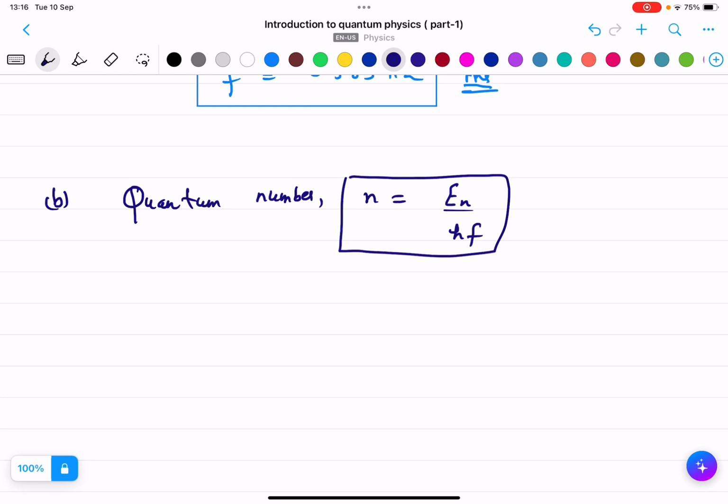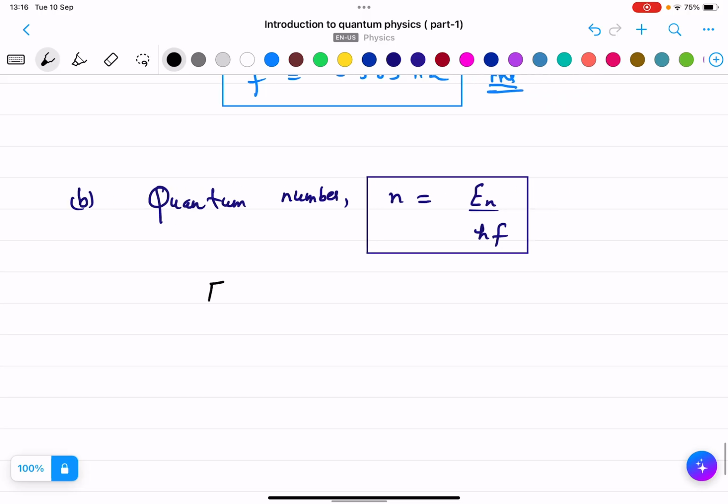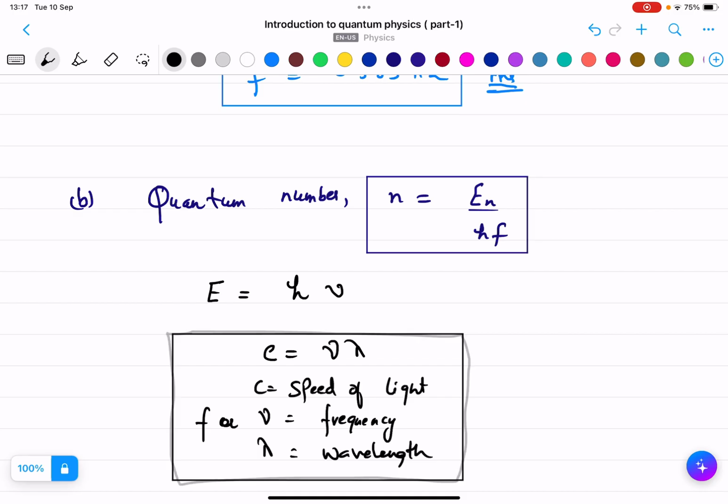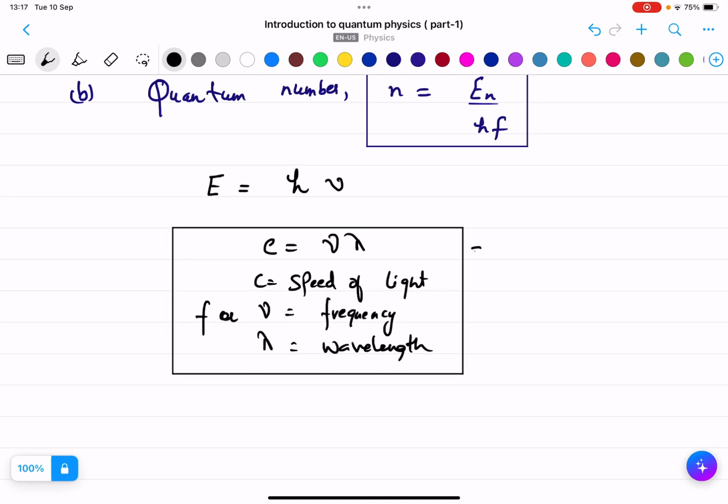I will tell you now from where this formula came. We know the normal formula: energy equals h nu. And we know c equals nu lambda, where c is the speed of light, nu is frequency, we can write f or nu, anything, and lambda is wavelength. This is a standard formula. Now if I need to find nu from this formula, I will write c by lambda.